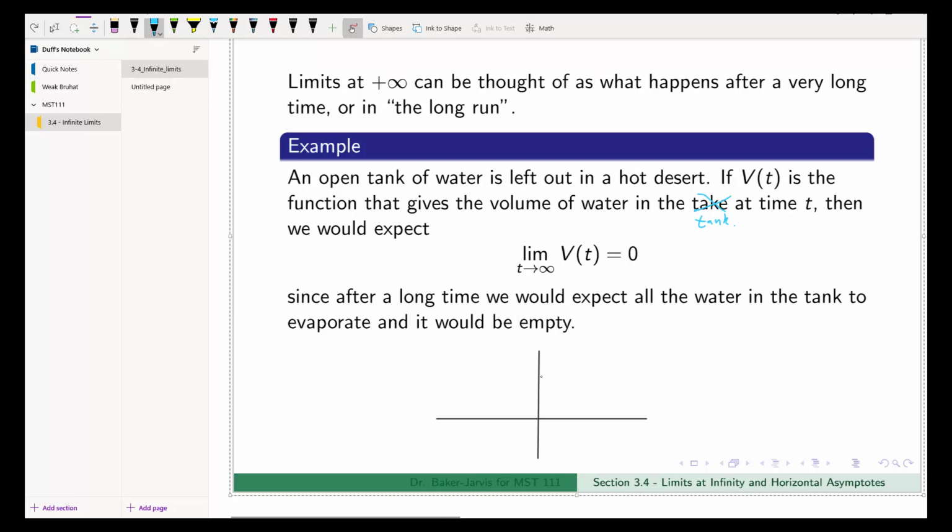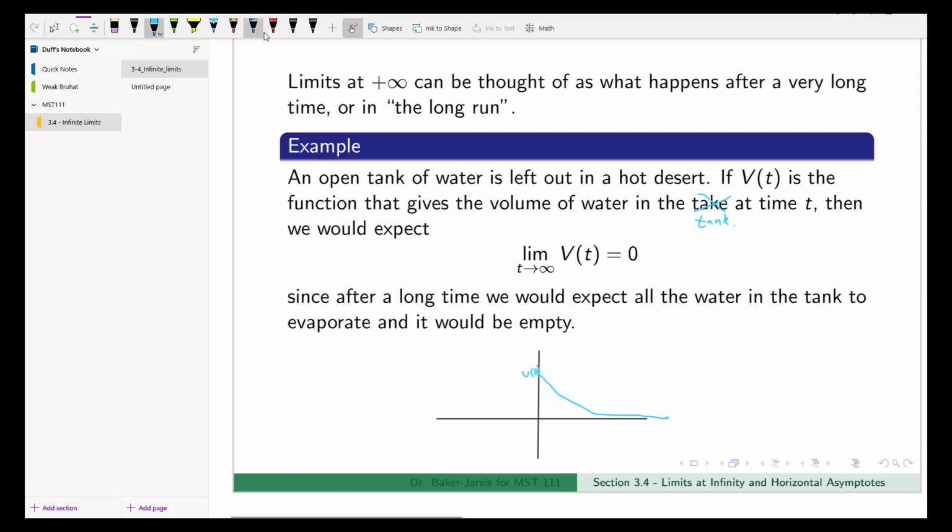So the idea might be that at some initial time, 0, we have some initial volume of water, which should be the volume at time 0. And then as we leave it in the desert, it gradually starts losing its volume of water, and so it starts going closer and closer to 0. And maybe it takes a while to actually get there, or maybe it eventually just equals 0.